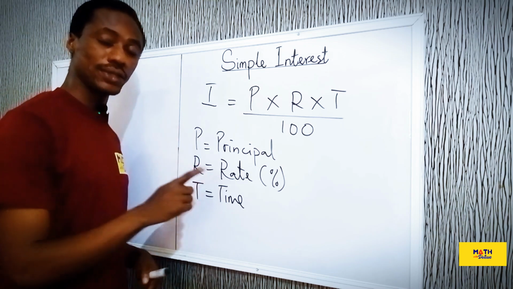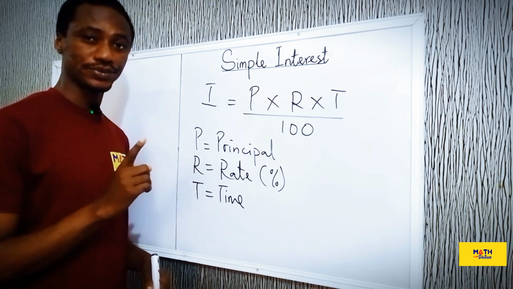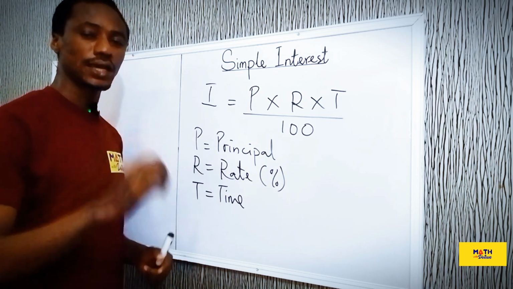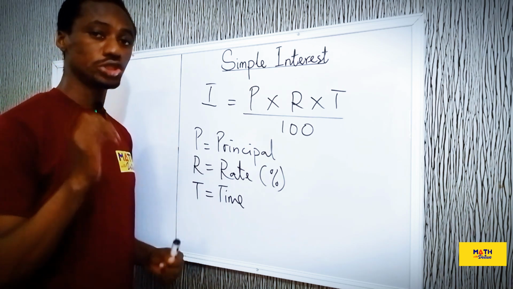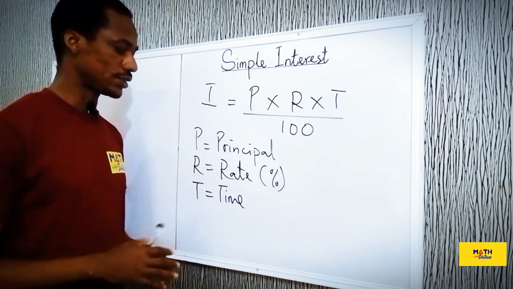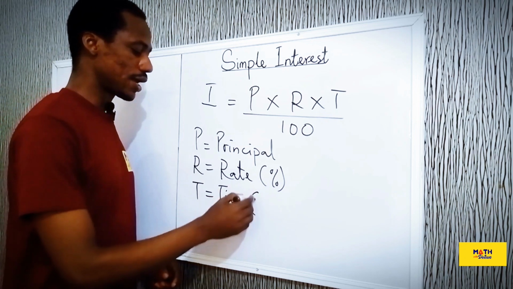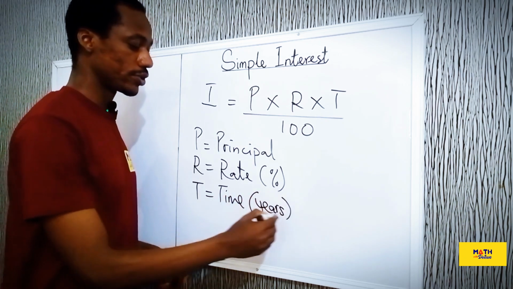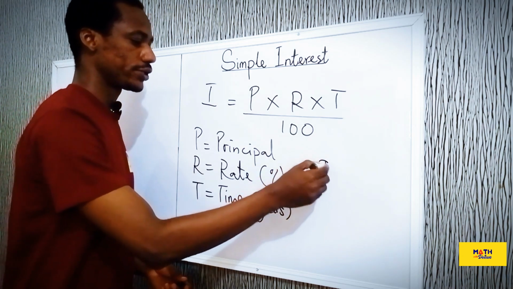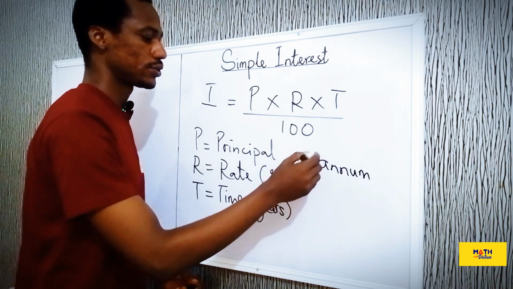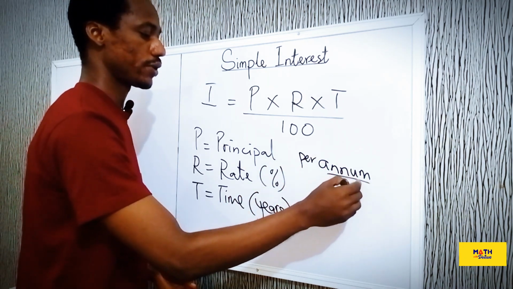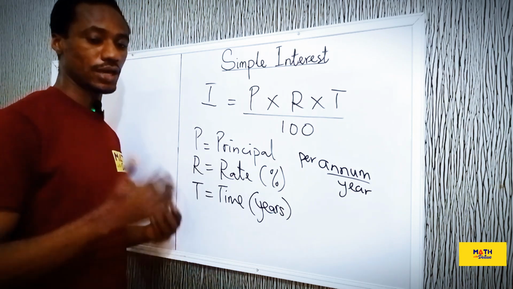So if I'm paying 10% per year, and I have to use the money for 5 years, that means I'm going to pay that 10% for 5 good years. Each year I'll pay 10%, next year I'll pay 10%, and that is how simple interest goes. This time is always in years, because simple interest is calculated per annum. You see this word? Annum means year, so the calculation is done yearly.